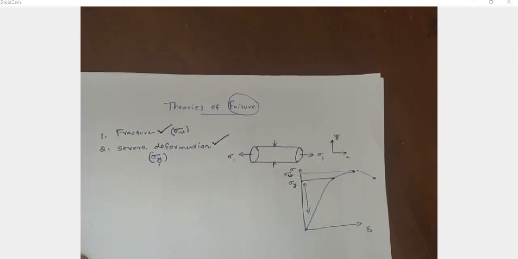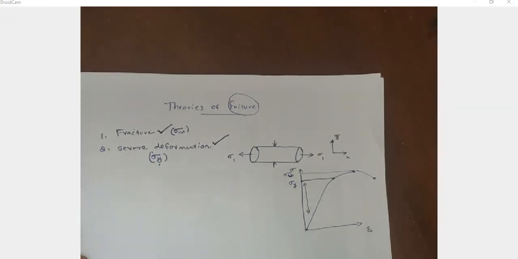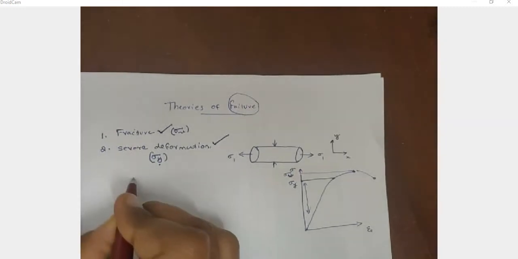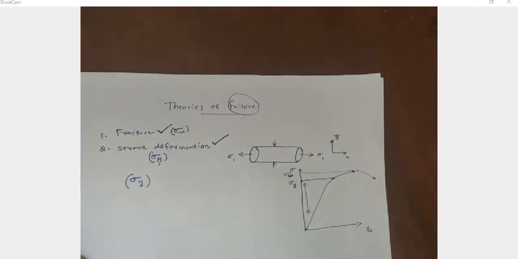But commonly when we design any structural member, we consider both conditions. That means the structure should resist against fracture as well as severe deformation. So commonly in our structural members, we use sigma y as the design barrier or design condition. So sigma y is the design condition.